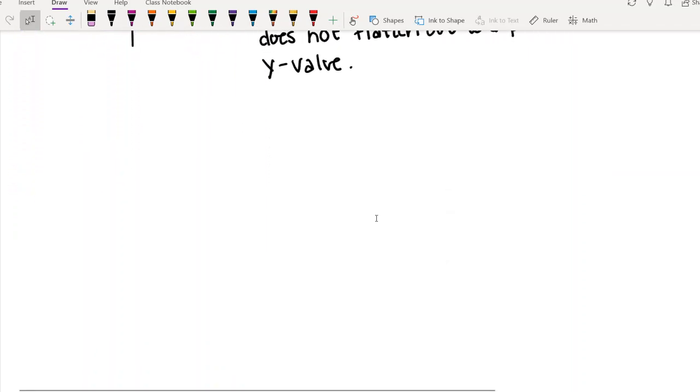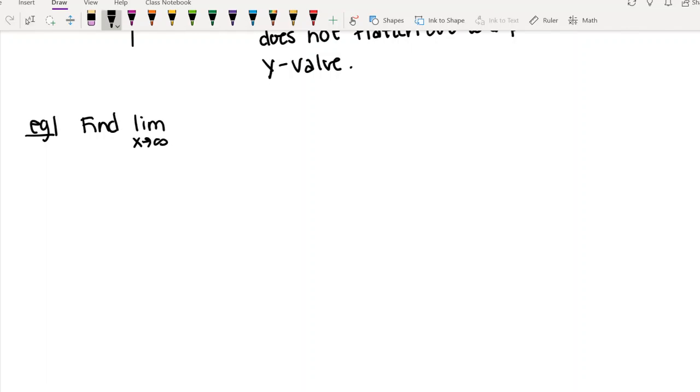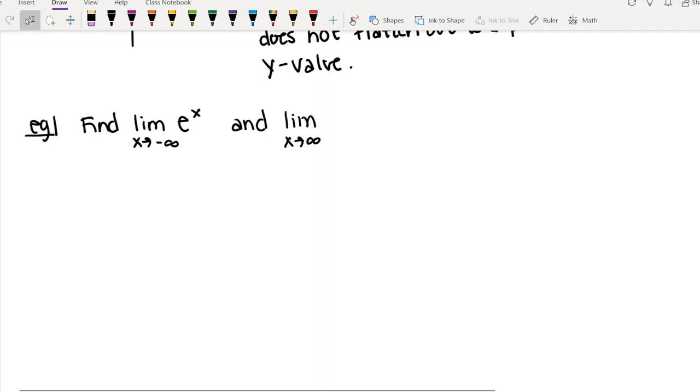So one more example I want to look at before we get into looking at rational functions. Let's try to find the limit as x approaches negative infinity and positive infinity, we're going to do both, of e to the x. So again, this is an example of a function where I would expect that you know how to sketch the general shape.